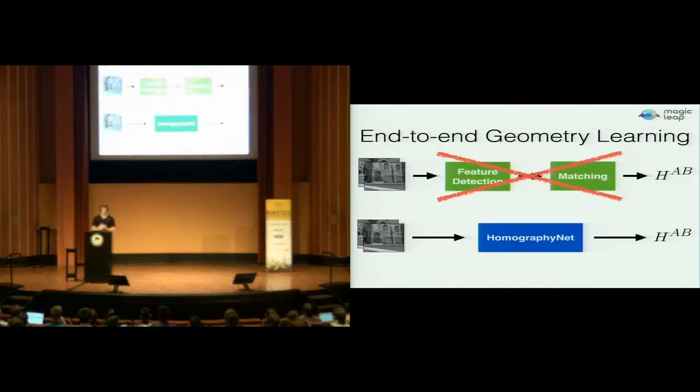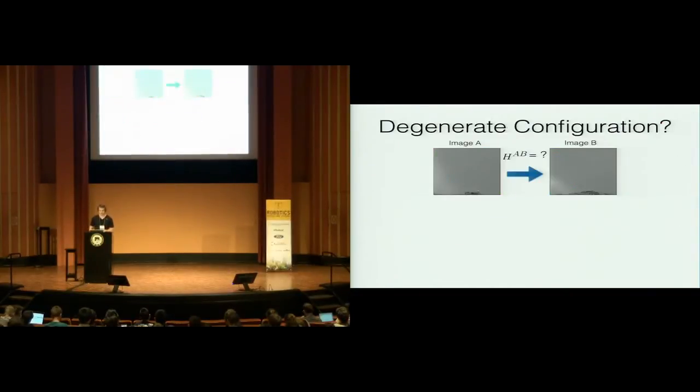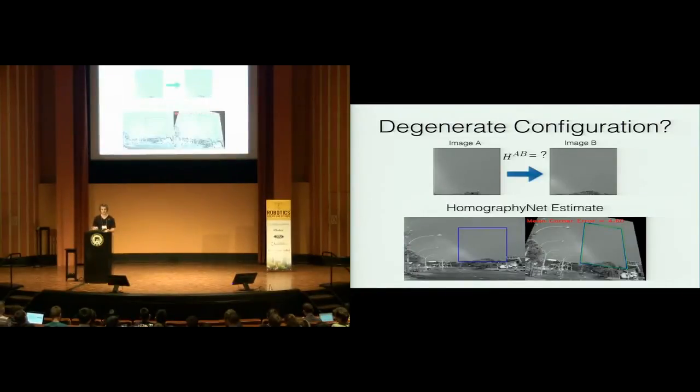To this end, we proposed to do end-to-end geometry learning of the homography. So the idea is the input to the network is a pair of images, the output is the homography. There's no explicit feature detection or matching stage. We train these networks and we call them homography networks. So in this degenerate configuration that I showed earlier, the deep network has no problem.